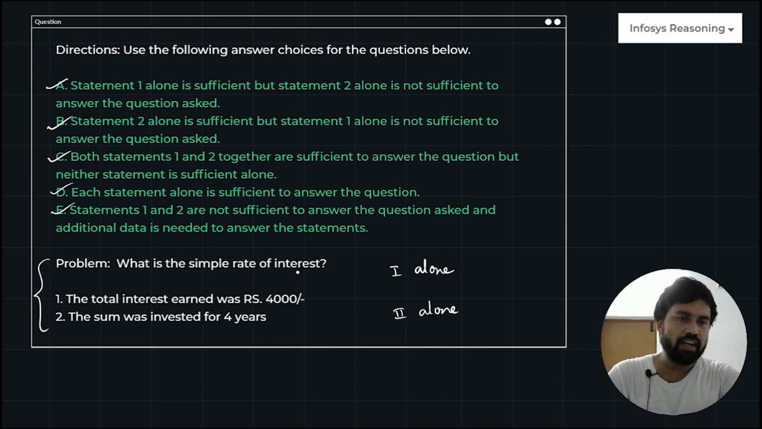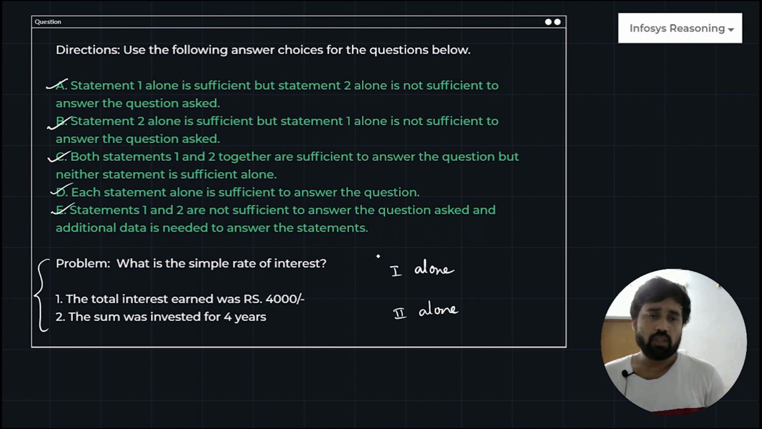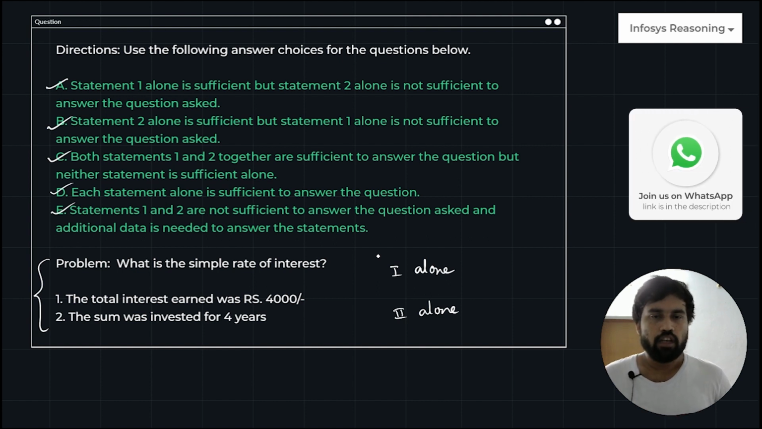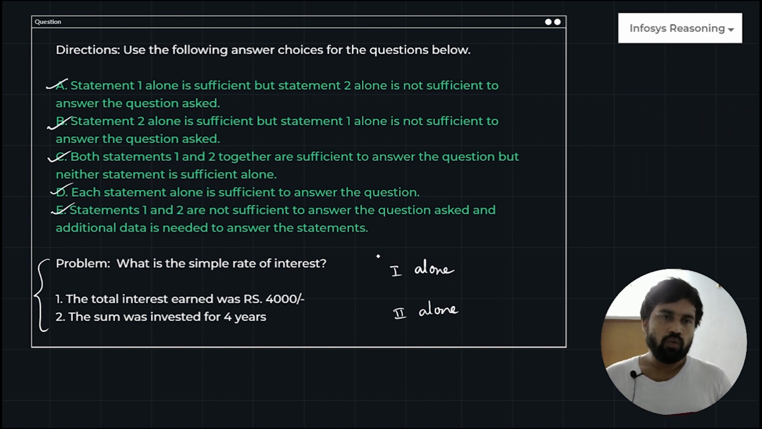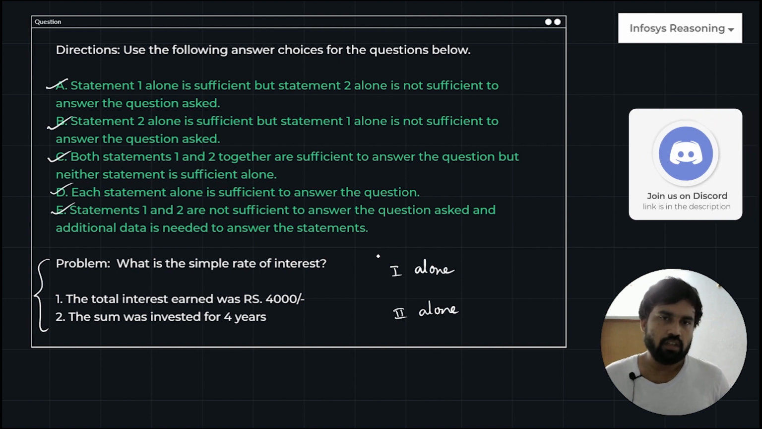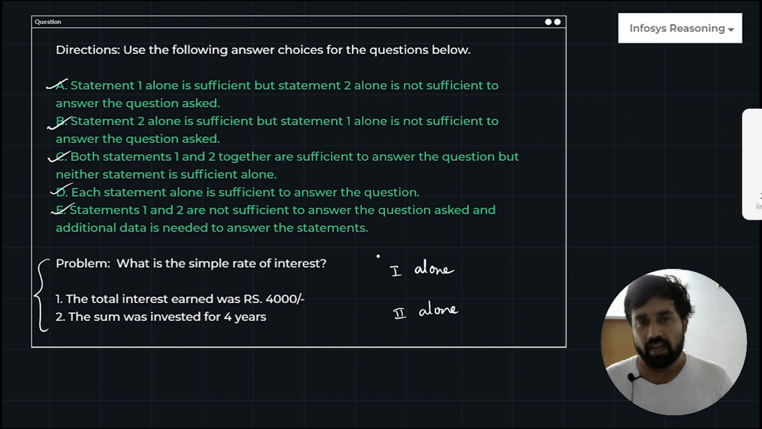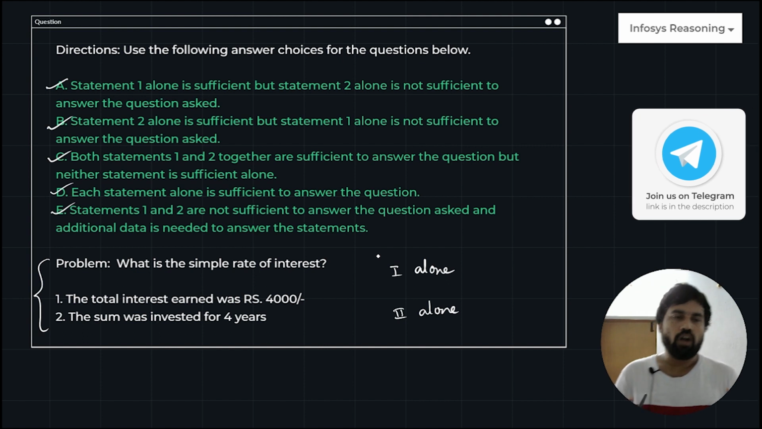So just look here. What is the simple rate of interest? In data sufficiency, sometimes they will ask you through logical reasoning, sometimes through quantitative aptitude as well. So you have to take care of this. Here, the knowledge is needed, not the calculation part. Remember, if you start doing the calculation, you are in the wrong direction. So don't do the calculation. Try to analyze the problem and just do whatever is required.